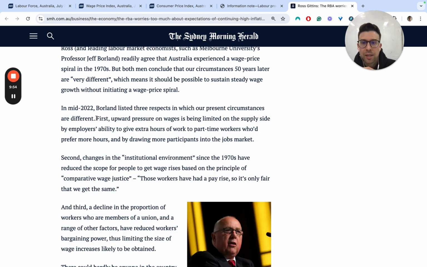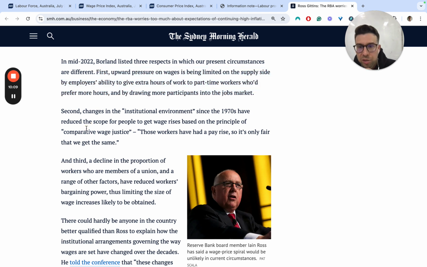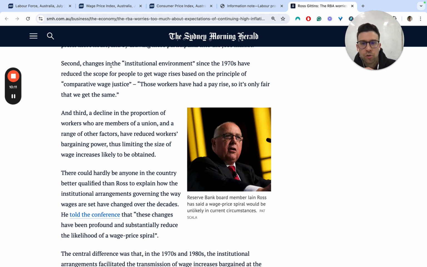The first is that there's greater flexibility in giving people that are underemployed more work, so part-time workers, and drawing more people into the job market, so there's less upward pressure on wage growth. Secondly, they argue that changes in the institutional environment since the 70s mean that there's less of this indexation idea, that if inflation's going up, wages must go up, but also that if one person got a pay rise, everyone else must get the same pay rise. There's a realization that that doesn't really play out.